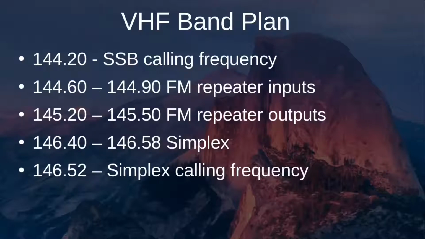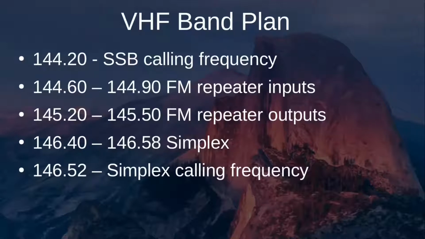And 146.40 to 146.58 is generally reserved for simplex operations. So operator to operator, ham to ham, you can communicate directly within that frequency range. Is it illegal to do a simplex FM conversation on 144.20? No, it's not against the FCC rules. However, it is proper amateur practice or good operating practice to abide by the band plans. And 146.52 is the VHF 2-meter simplex calling frequency.